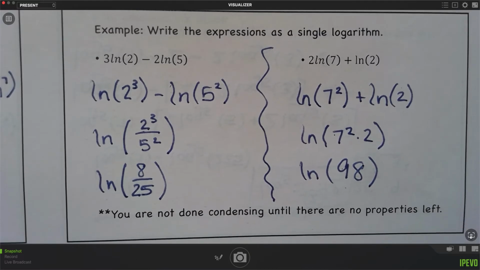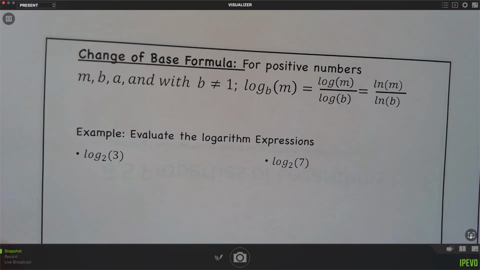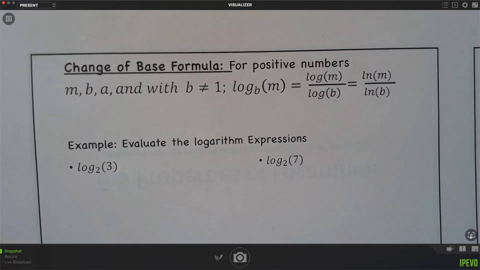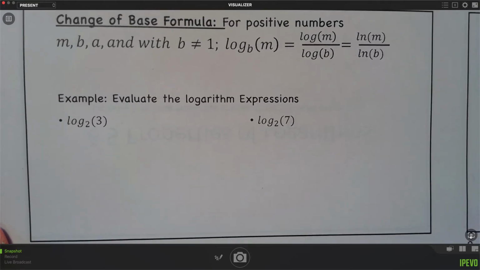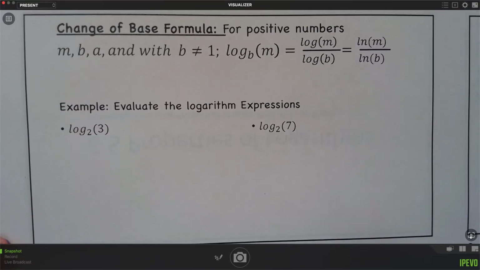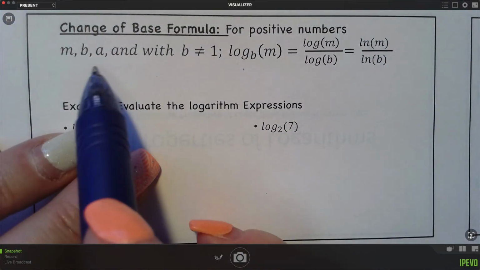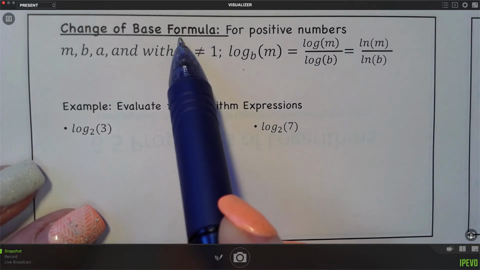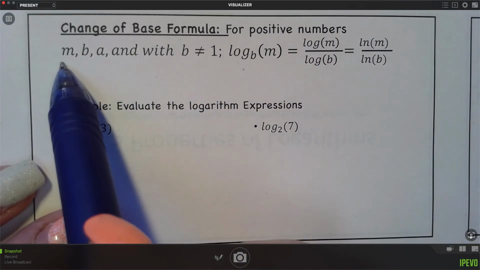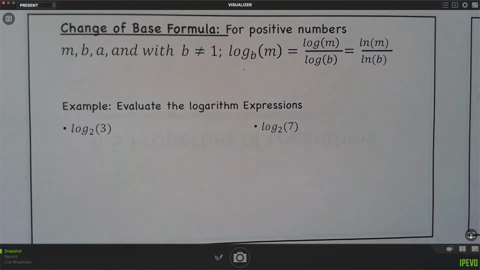So now you guys have been trying to get me to let you put them in your calculator. So I guess I'll show you the change of base formula. It's really easy. There's just a lot of stuff. Look, change of base formula. This is what this thing is called. It says positive numbers M, B, and A, and B can't be 1. That's just pre stuff, right?